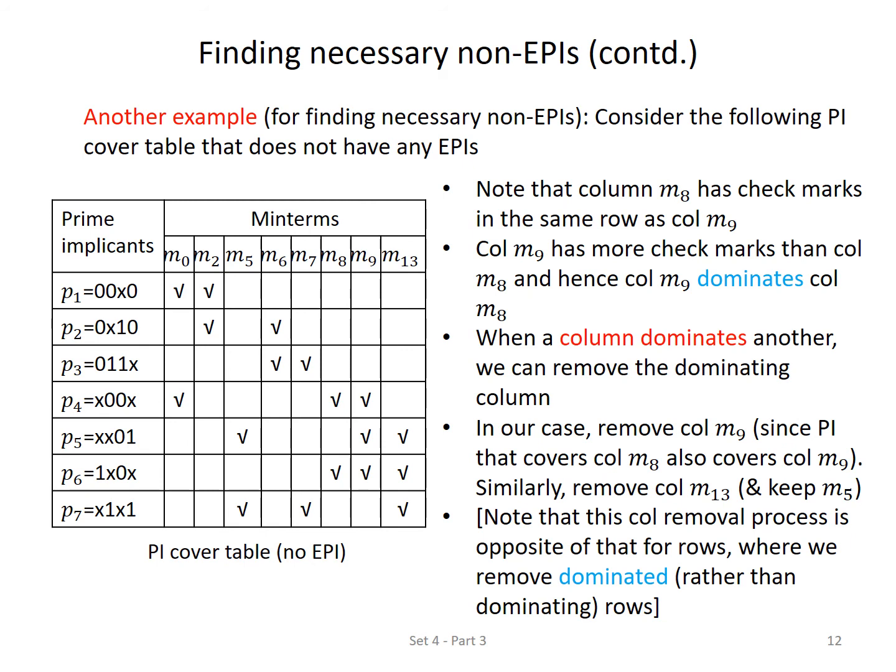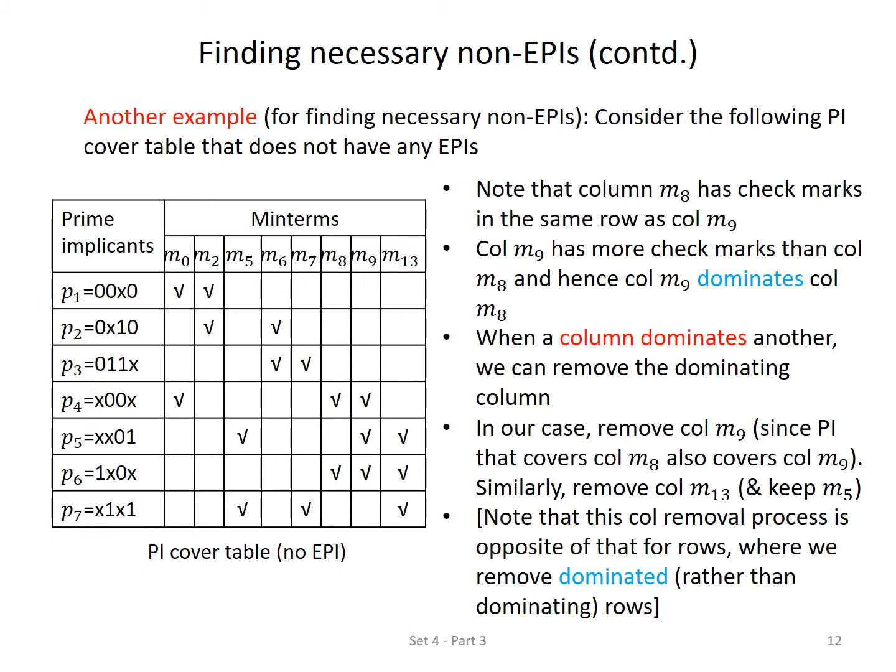Here I have another example for finding necessary non-essential prime implicants. So here we are given a table. This table is after finding the essential prime implicants for that function. So the table has only the prime implicants that are non-essential. And these non-essential prime implicants are to cover the min terms that I'm encircling.